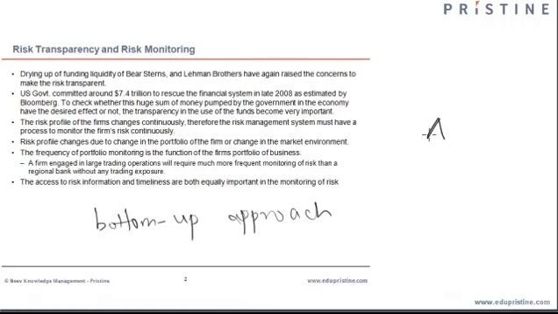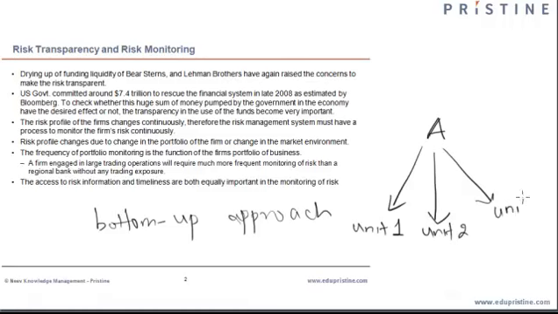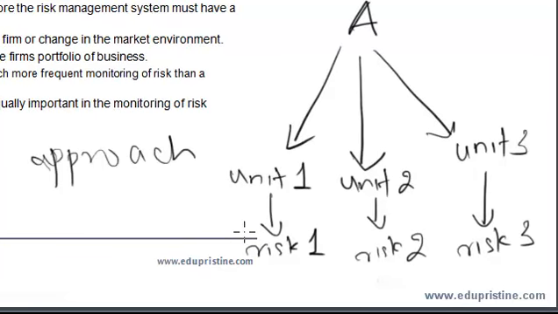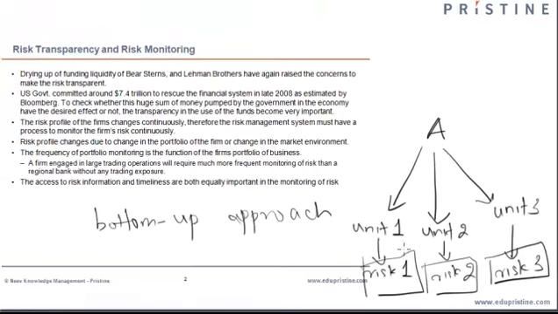Thus, in a firm A, there are three different subunits: Unit 1, Unit 2, and Unit 3. There might be several risks which might be emerging in each of these units. Let's assume risk 1 emerges in Unit 1, risk 2 in Unit 2, and risk 3 in Unit 3. By bottom-up approach, we mean that we'll be capturing first risk 1, risk 2, risk 3, and then try to aggregate them at a firm-wide level.